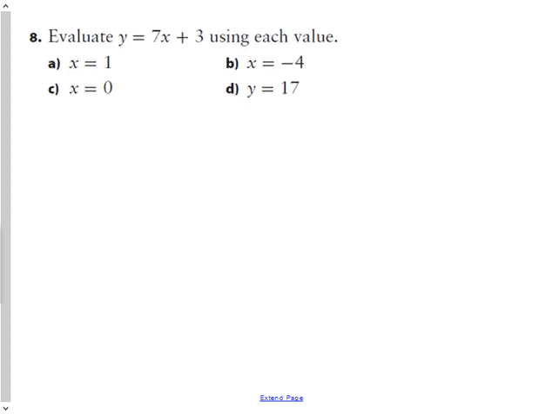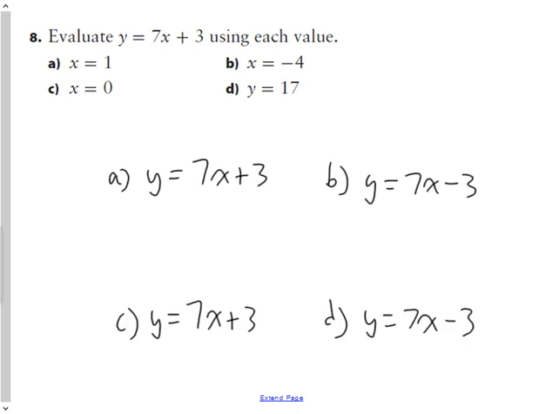In your next question, 8 is easier than 7 because you have one equation for all of the questions. So for A, you're going to have y equals 7x plus 3, but you're going to have it for all of them. The only difference between these is our values for x in all 4 questions are going to be different. So in the first one, A, I'm going to change my x to 1, and I get y is 10.